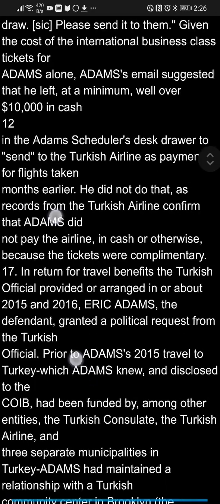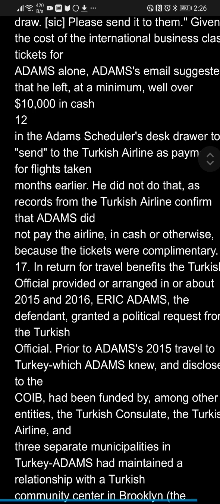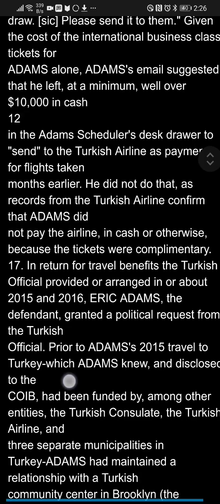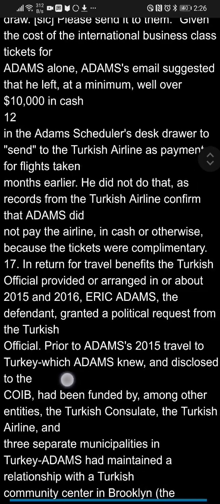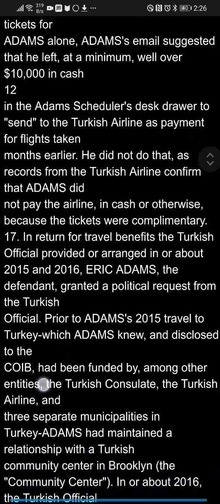In return for travel benefits the Turkish official provided or arranged in or about 2015 and 16, Eric Adams, the defendant, granted political requests from the Turkish official.